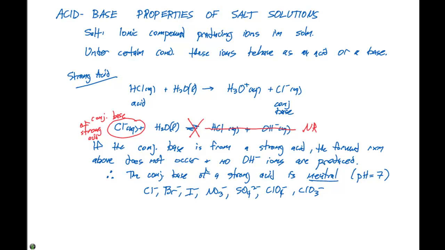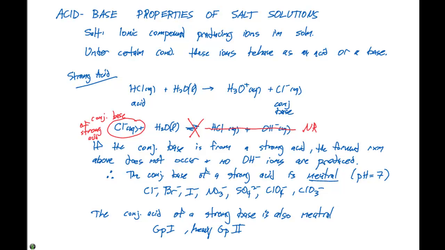We can also say that the conjugate acid of a strong base is also neutral. The examples of these are going to be the group 1 cations and the heavy group 2 cations, which are calcium, barium, and strontium.